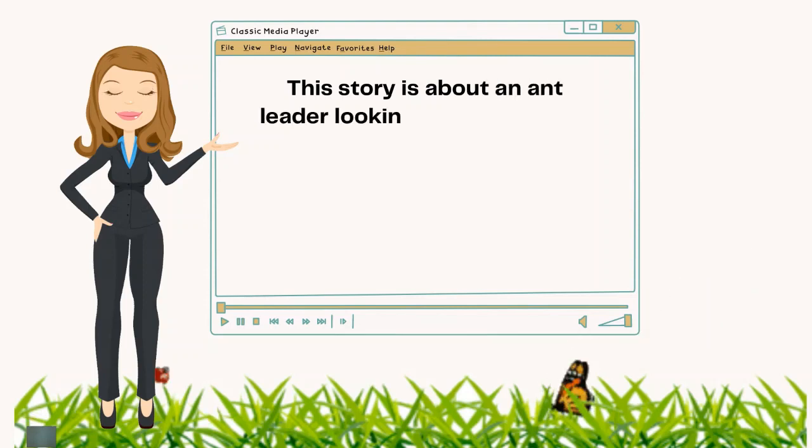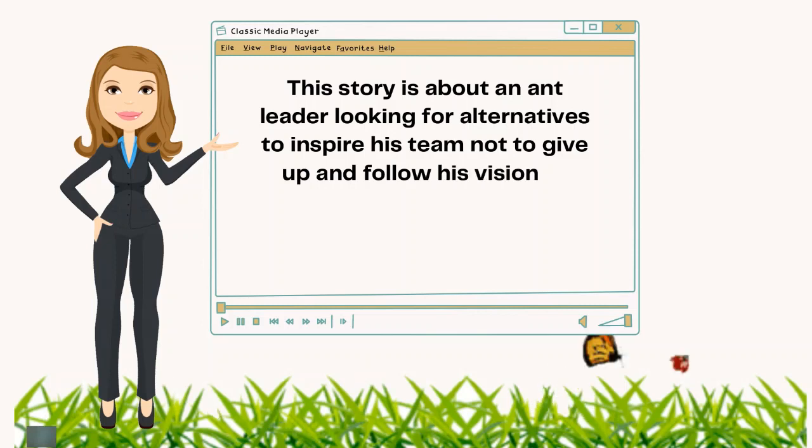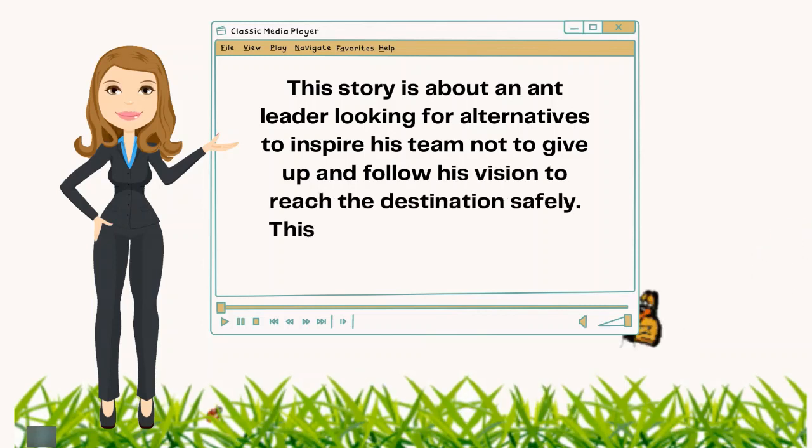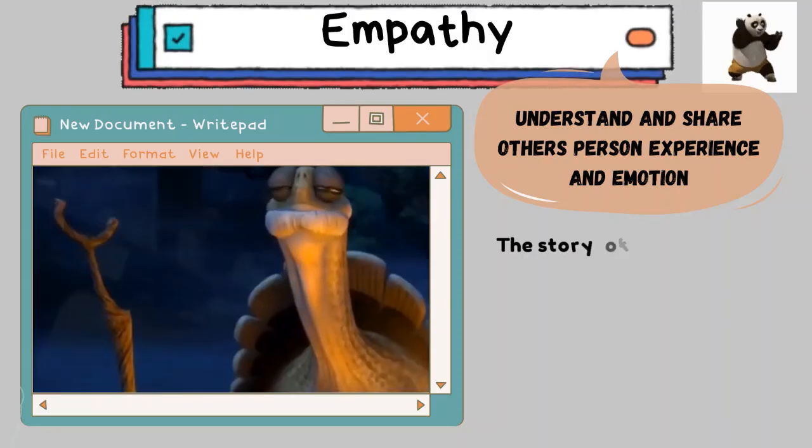The story is about an ant leader looking for alternatives to inspire his team not to give up and follow his vision to reach the destination safely. This is one of the characters of an authoritative leader.